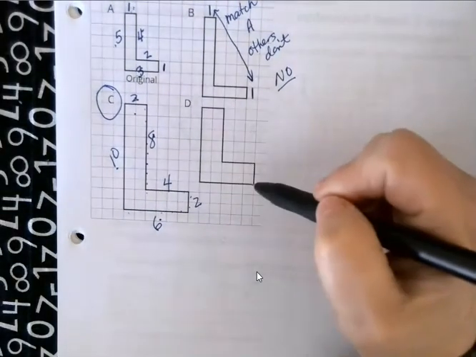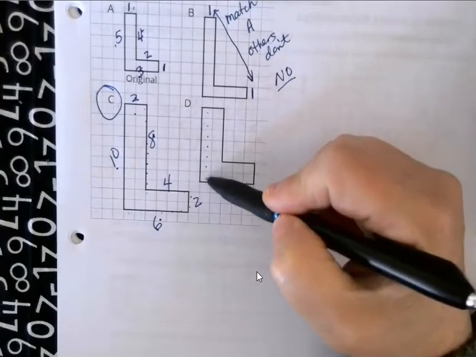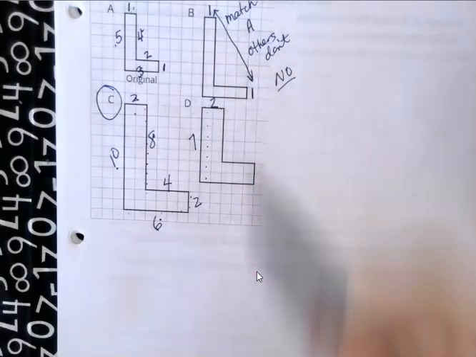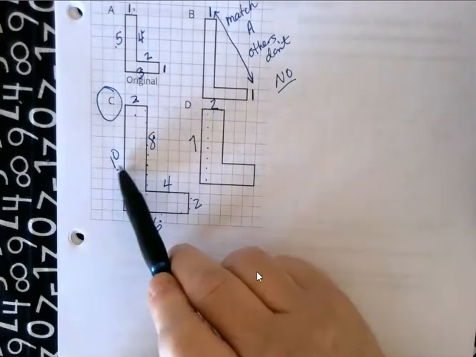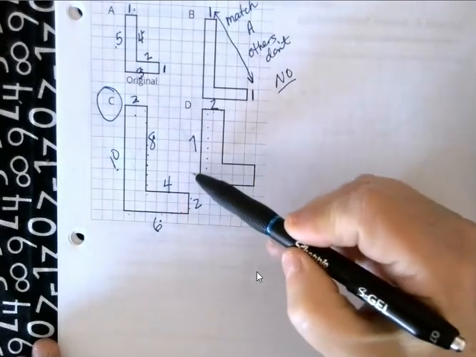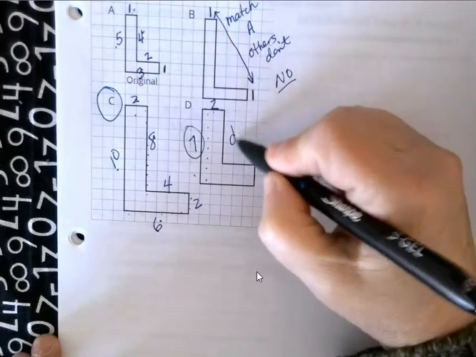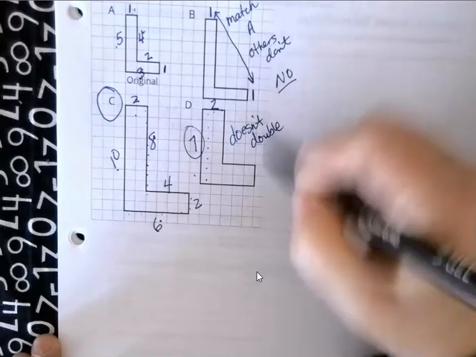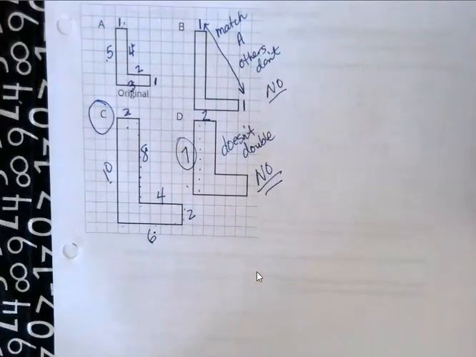And then finally, we have 1, 2, 3, 4, 5, 6, 7. And we've got 2. Well, we already learned that if this was 2, then the side over here has to be 10. Because if this 1 doubles, then everything else has to double. So the 7 doesn't double. So it is not a scaled copy.